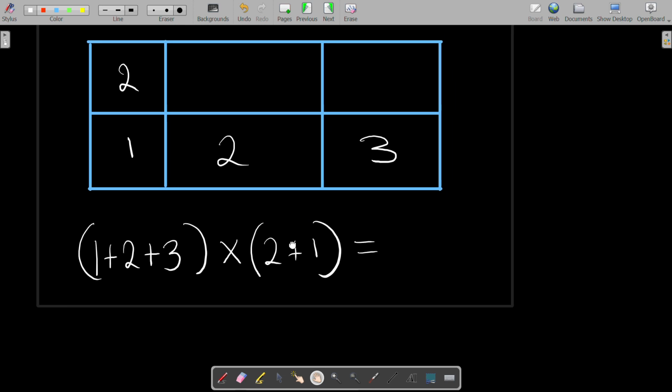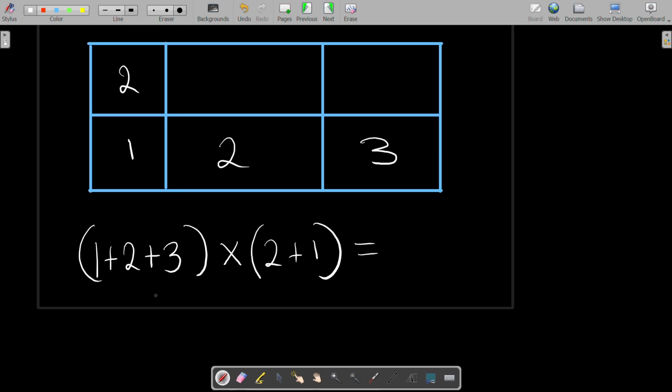So let's work this out. So 1 plus 2 plus 3, that's 6. And then 2 plus 1 is 3. So we do 6 times 3, which would give us 18. So we would actually have 18 rectangles in this entire figure.